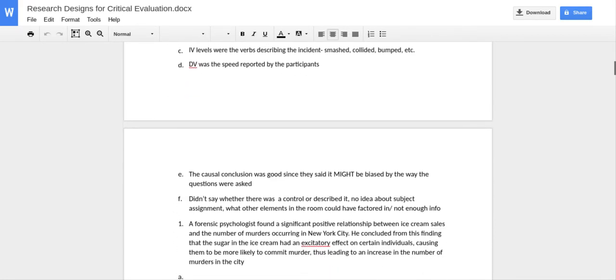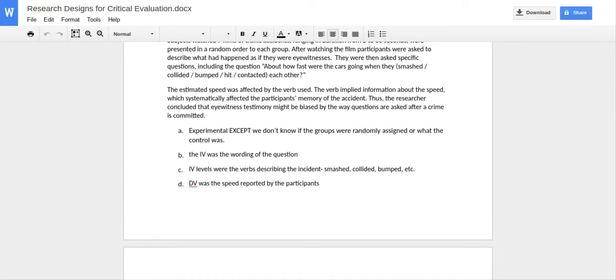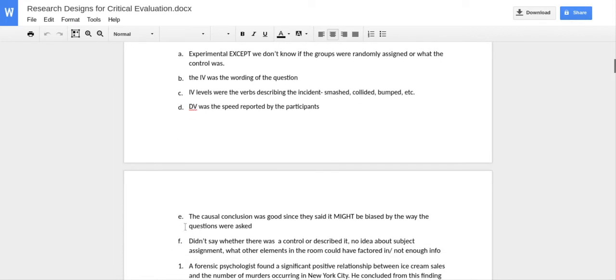E says what conclusions were drawn. What we saw for this causal conclusion is they said that it might be biased by the way questions are asked. Remember, when we talked about it in the first couple chapters, we never want to say prove. So if you see that in a conclusion, this proves, definitively proves, then you know that's a bad conclusion, because in this type of research, we never use the word proof. If we go back up top, the estimated speed was affected by the verb used. That it might, right here, it might be biased by the way questions are asked. This seems like a really good conclusion. So here, the causal conclusion was good, since they said it might be biased by the way questions were asked, and that's basically what they found in the study. So they did get that right.